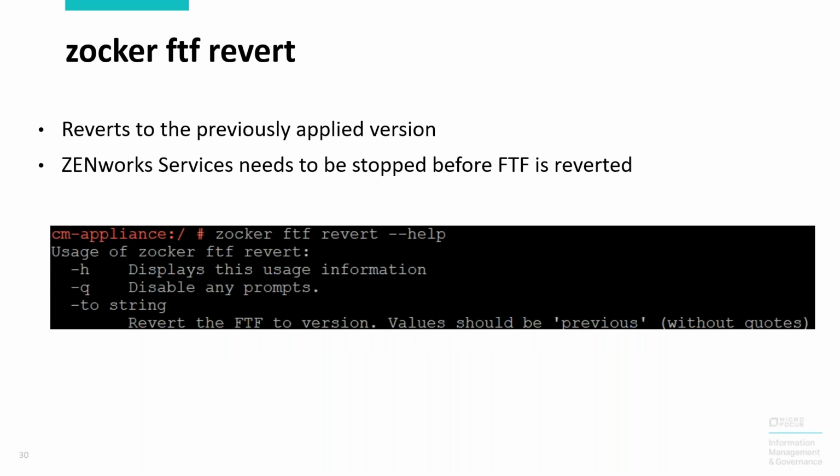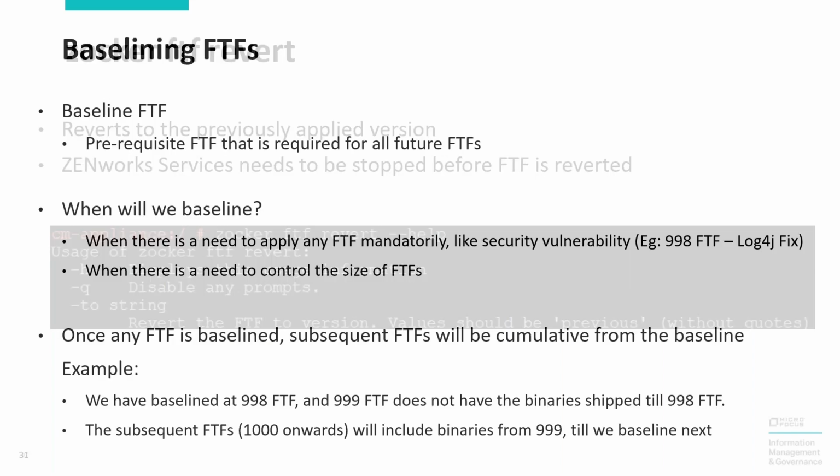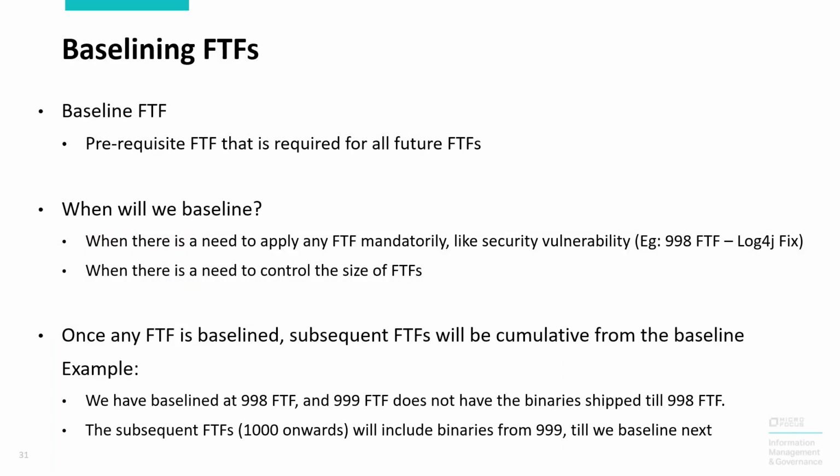As mentioned, doing a backup, but you can also revert FTFs. So if you've got something installed and you're not happy with that install, you can do a zman FTF revert, and that will remove the last patch that you've installed. Talking about patches, typically these FTFs are cumulative, so they will include everything that we had before that.